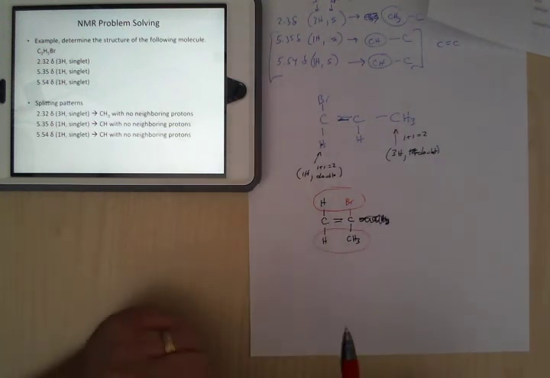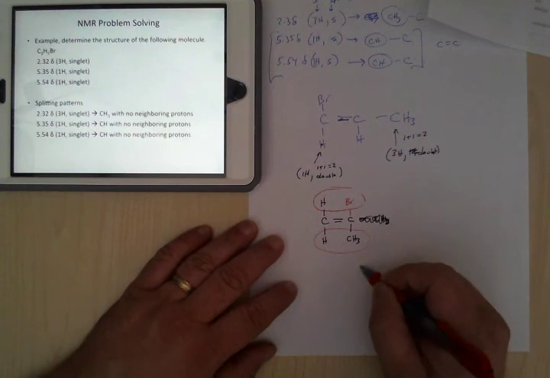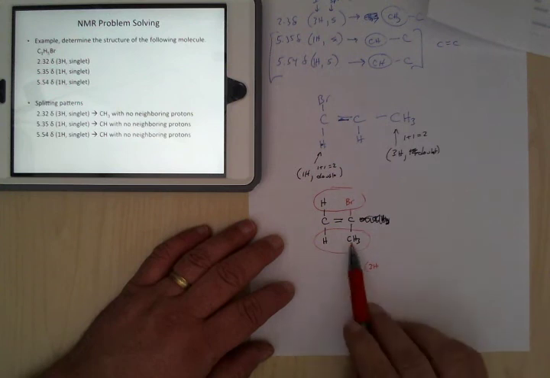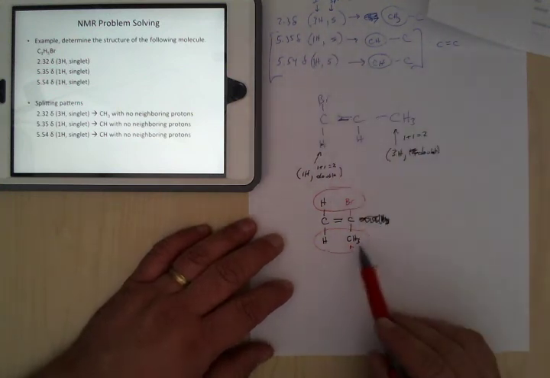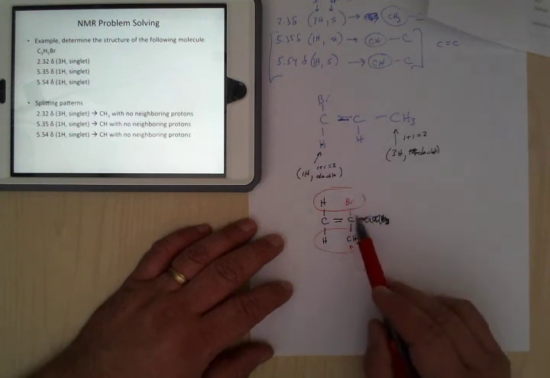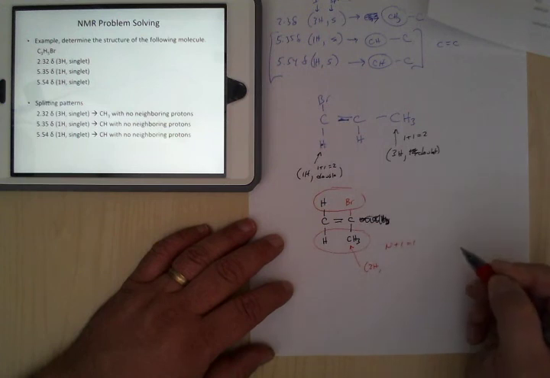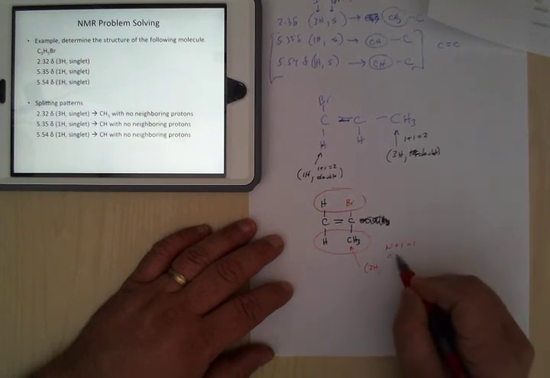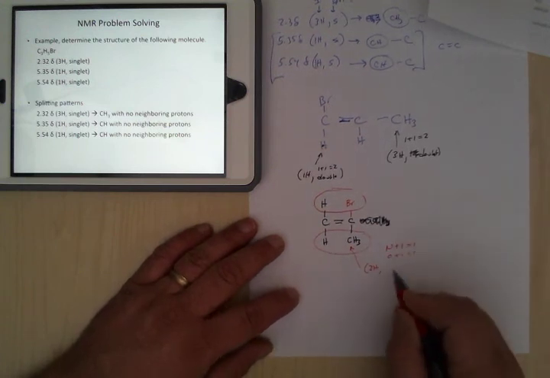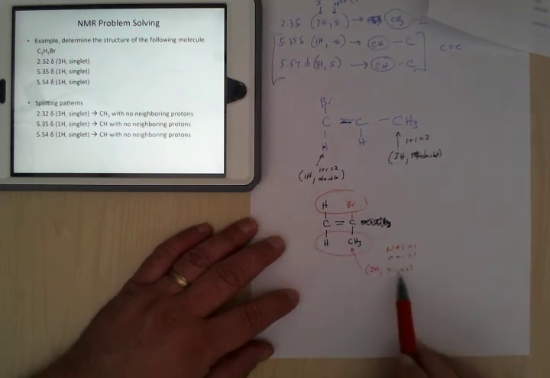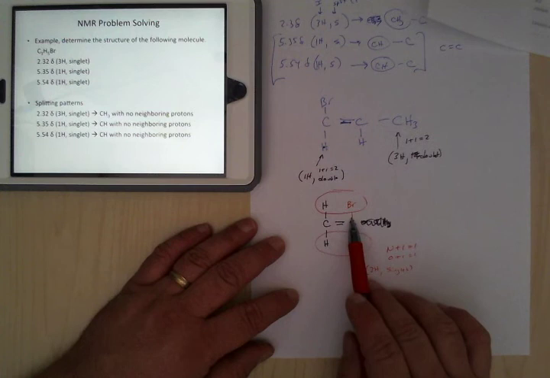Okay, and so here we go. Again, does the splitting pattern make sense? For this one here, it's a CH3, so it integrates to 3. What about the neighbor? The neighbor doesn't have any hydrogens on it. It just has the bromine. And so n plus 1 equals 0 plus 1 equals 1, so that means it's a singlet. If we're seeing a singlet, the neighbor can't have any hydrogens on it.